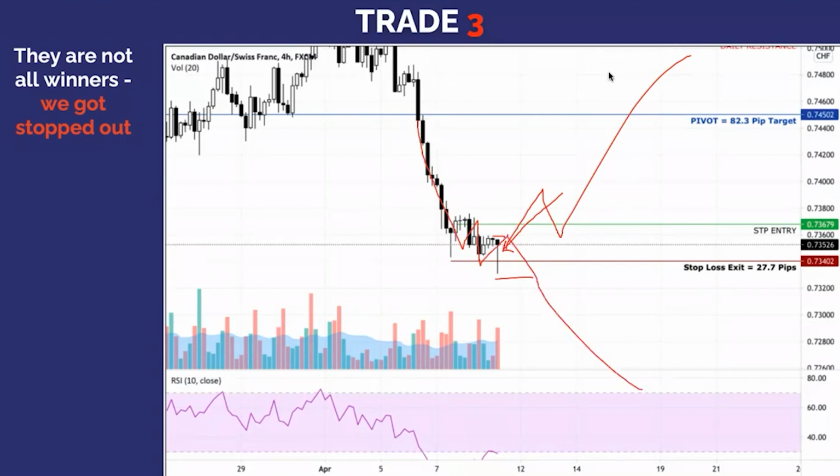But we don't know what's going to happen when we trade. We can only use probability, and the probability for me looking at this trade was it was going to be a winner, and it wasn't. Okay, so can't win them all. So you can clearly see how you can play this strategy.